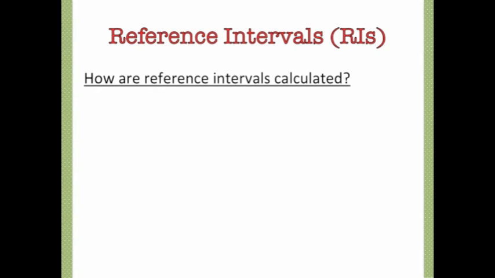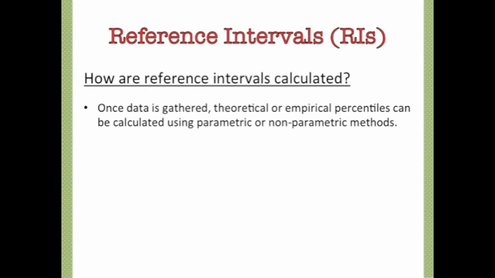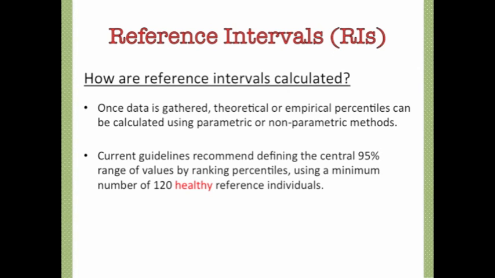What many people may not realize when they are getting their blood work done is the amount of work that goes on behind the scenes to ensure proper interpretation of the results. Once the data from healthy individuals is gathered, theoretical or empirical percentiles defining the reference intervals can be calculated using parametric or non-parametric methods. Current guidelines recommend defining the central 95% range of values by ranking percentiles, using a minimum of 120 healthy reference individuals.